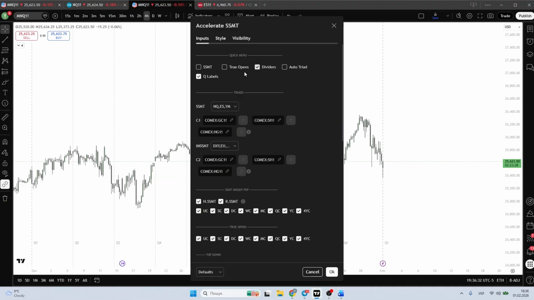So here are the settings: dividers and Q label. You don't have to turn on the SSMT and true opens yet. I use it only for dividers and Q labels, but it's all up to you.